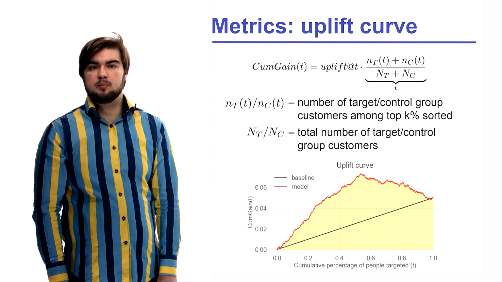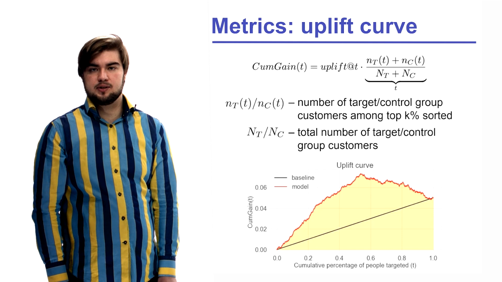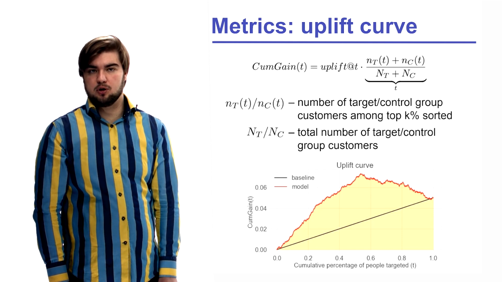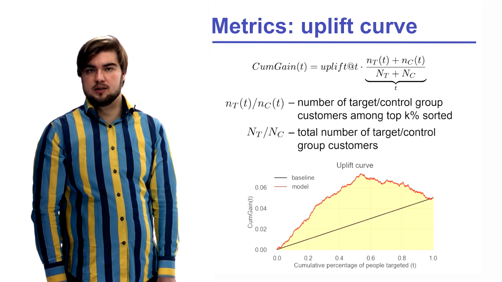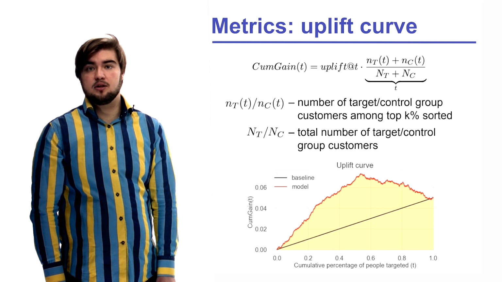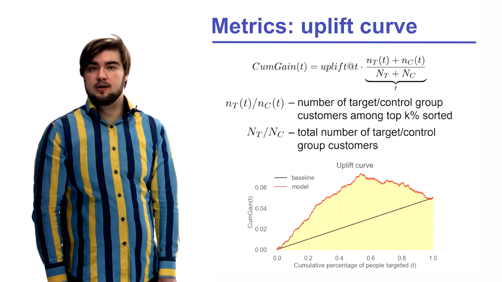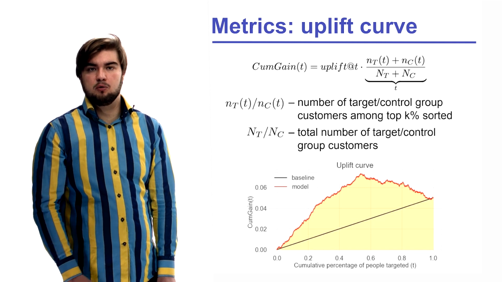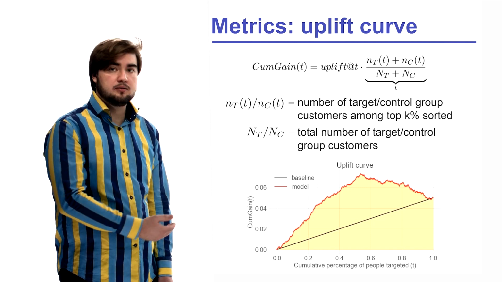This is the uplift on the first t clients of the sample multiplied by t. We build a cumulative gain versus t curve and calculate the area under it. Accordingly, the larger the area under the curve, the better our model predicts. The curve for a baseline that randomly shuffles customers will look like a sloping straight line.